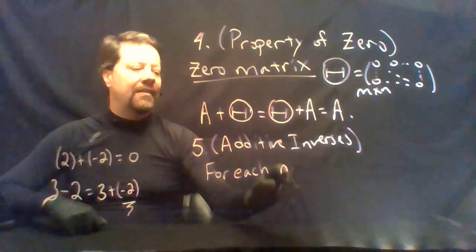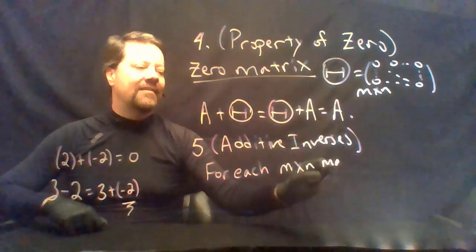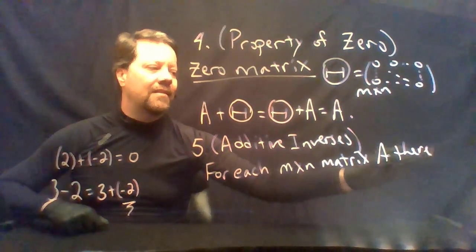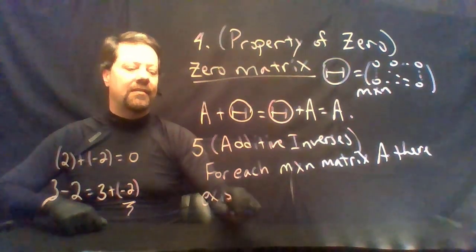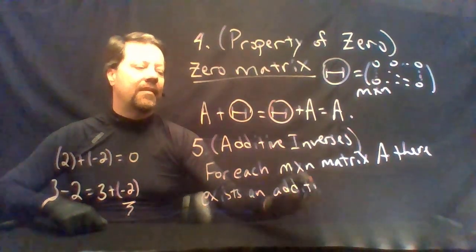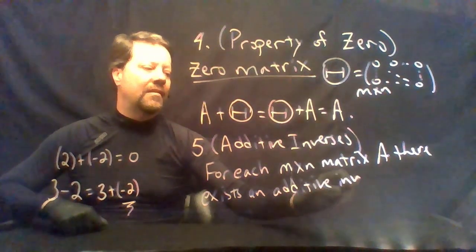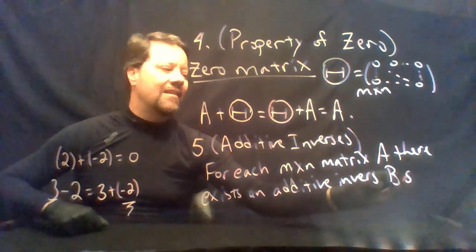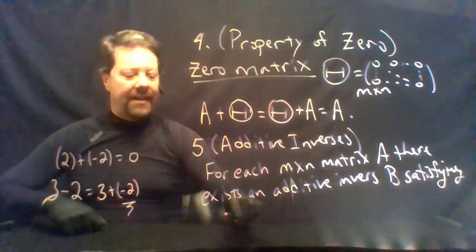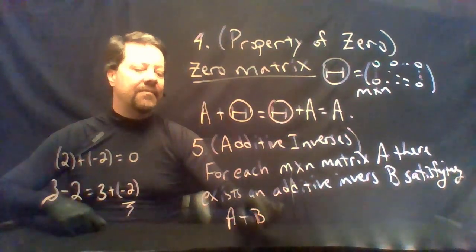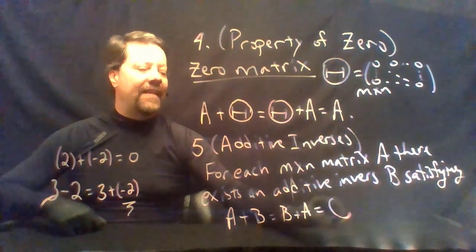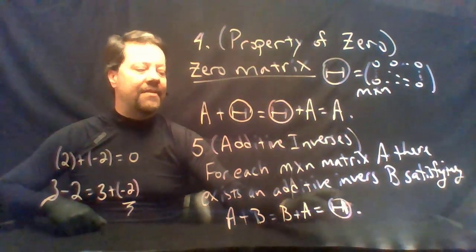For each m by n matrix A, there exists an additive inverse B satisfying A plus B equals B plus A, and that gives you the zero matrix.